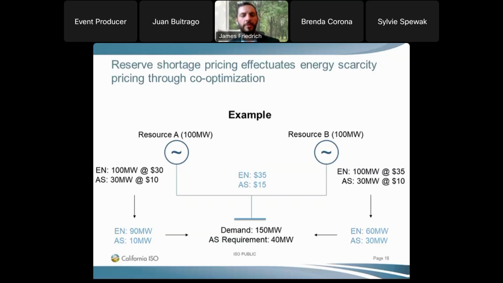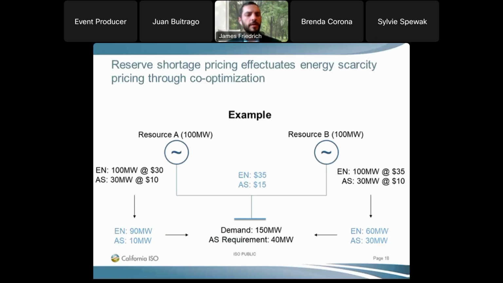Now, the resulting prices. For energy, the resulting price in this case is $35 because if you needed an incremental unit of energy, you would get it from resource B at a cost of $35. Now, the curious thing here is that the AS marginal price is $15, even though the ancillary service offers from both of these units are $10. So let's zero in on that concept and figure out what's going on here.